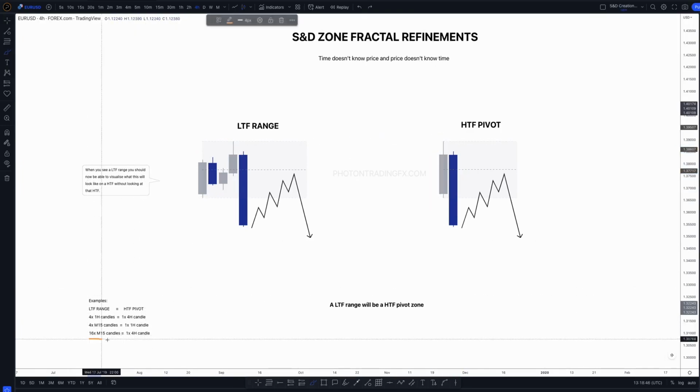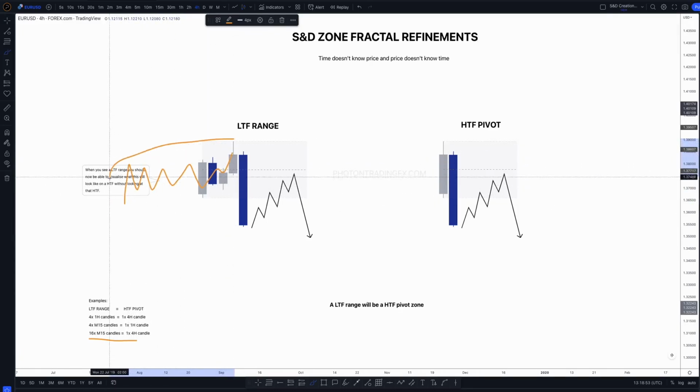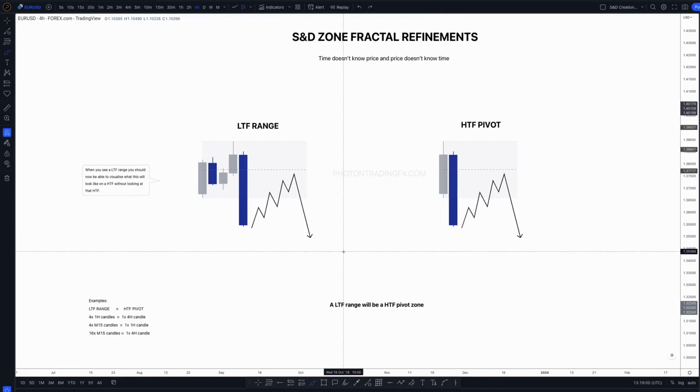And then some more slightly complicated ones for you. If there was 16, because sometimes you can get a big range, right? You can get a long range like this. And let's say this is the M15, you're going to get 16 M15 candles, right? That will be 1 4 hour candle, okay? I think you guys get the idea, but yeah.